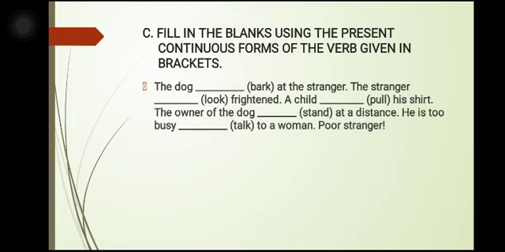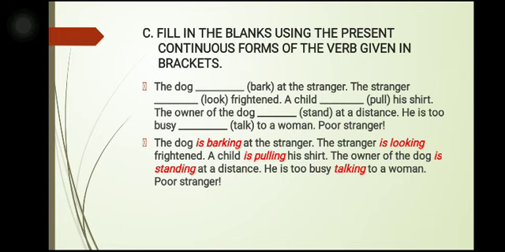He is too busy dash to a woman. Here we are talking about one person, that is the owner, that is he, so we shall use he is too busy talking to a woman. Is already used, so we shall not use it again. Poor stranger. So here you have the answers in front of you.